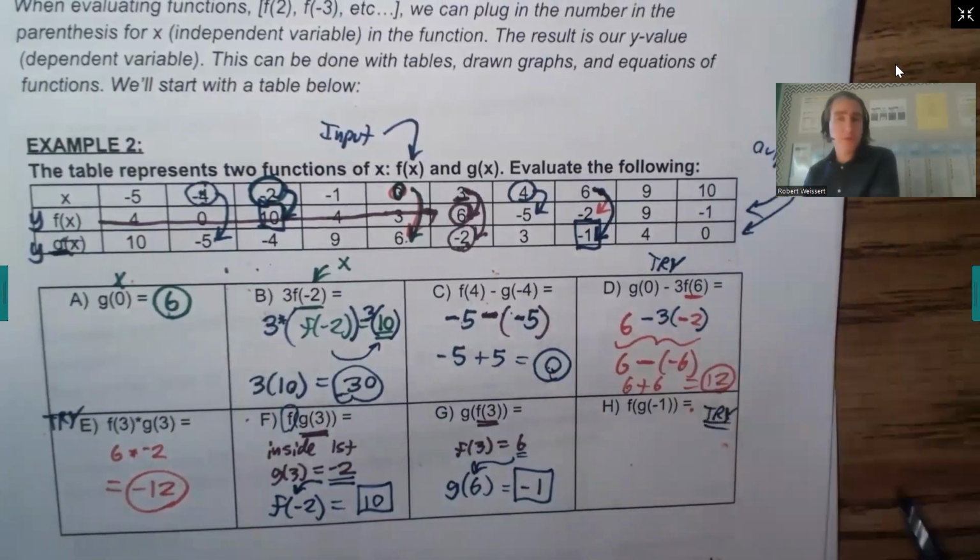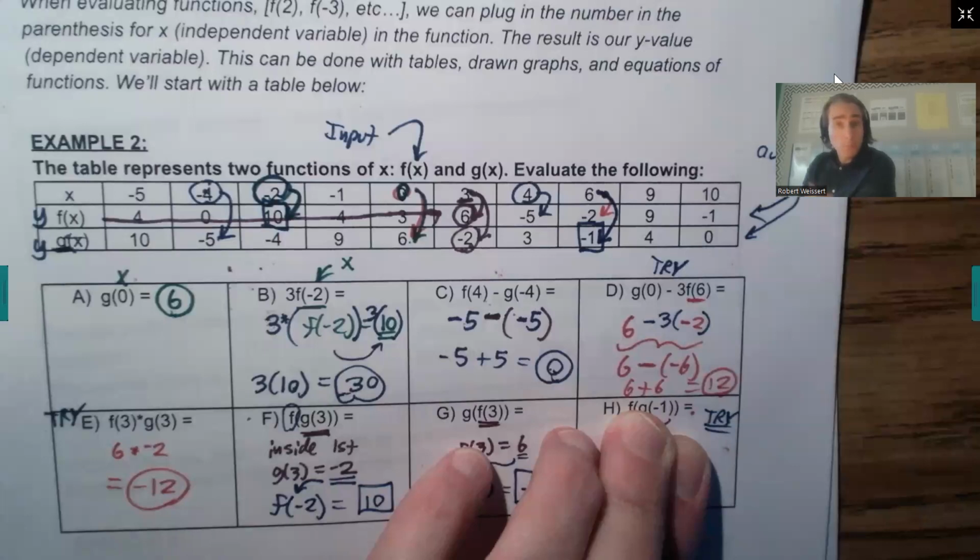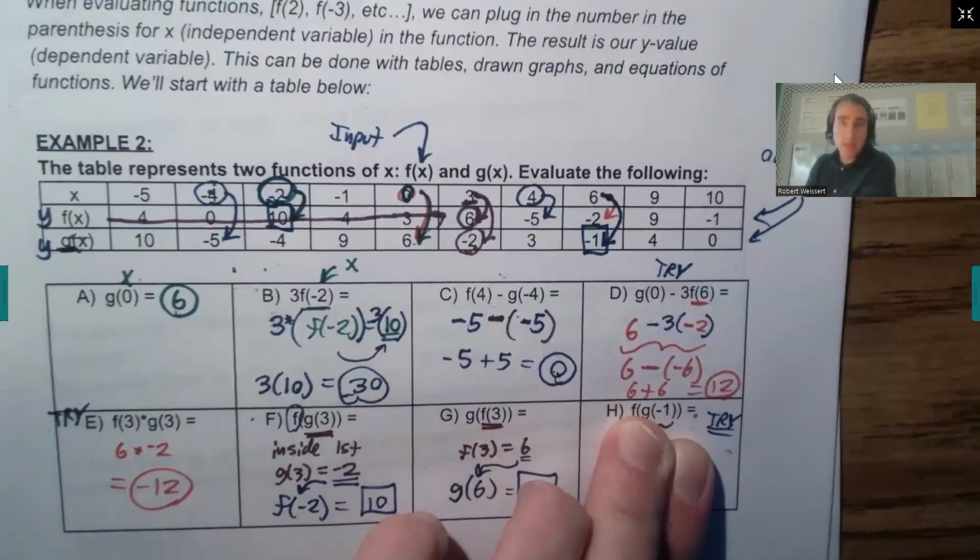Do one more. Pause, try that one, check your answer with me after you unpause it. Hopefully you got a chance to try it. If you haven't, pause it again and try it on your own.